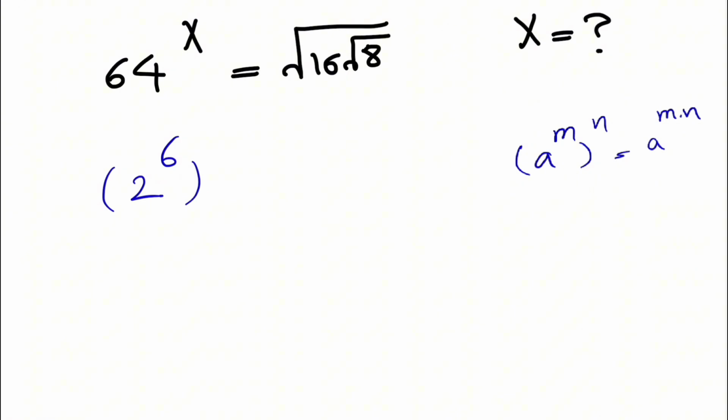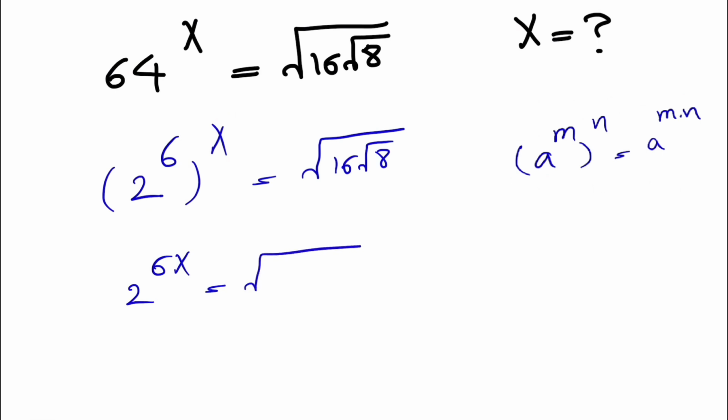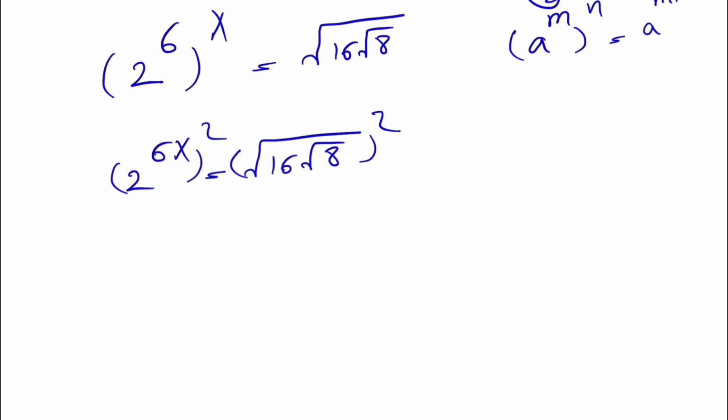So 64 is 2 to the 6, and this will be to the power of x, and on the right side of the equation we have 16 square root of 8. So based on this law that I explained, we can do 2 to the power of 6x is equal to what we have on the right side, 16. So in order to get rid of the square root on the right side, we're going to do the squares on each side. So basically we have the same thing.